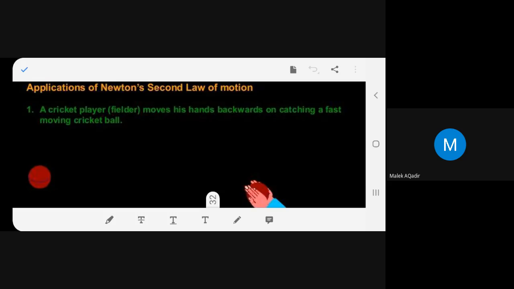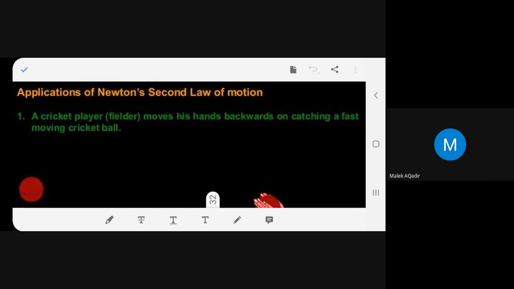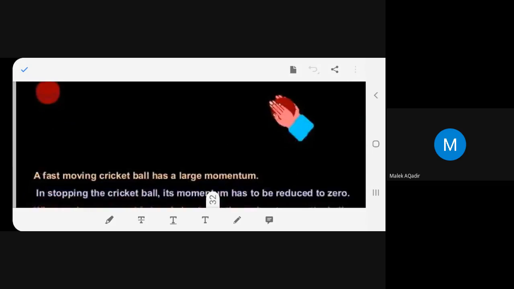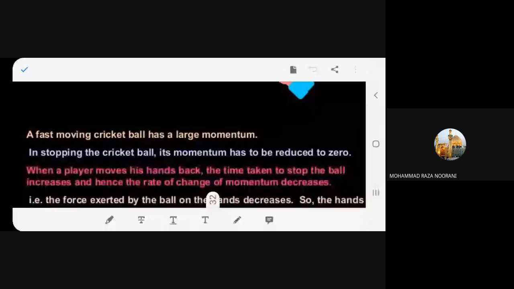Application of Newton's second law of motion. First, a cricket player, a fielder, moves his hand backward on catching a fast moving cricket ball. You agree with it? You must have observed cricketers or fielders catching a ball. They take the hand back along with the ball. If they don't do it, then the ball bounces back from their hand and they miss the catch. Have you observed that? Yes, ma'am. So you can see over here, this is the ball. Yes, ma'am. Please read. Why they do so, we will read one by one.